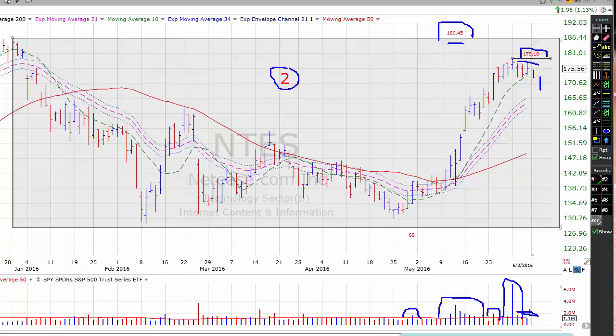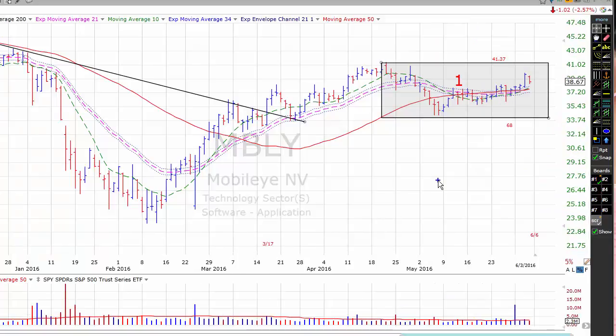And the final stock I want to take a look at is Mobileye NV. Mobileye is an Israeli-based developer of software and related technologies for camera-based advanced driver assistance systems. They will be very important in the self-driving car industry, which is years off, and so really isn't a concern at this point.